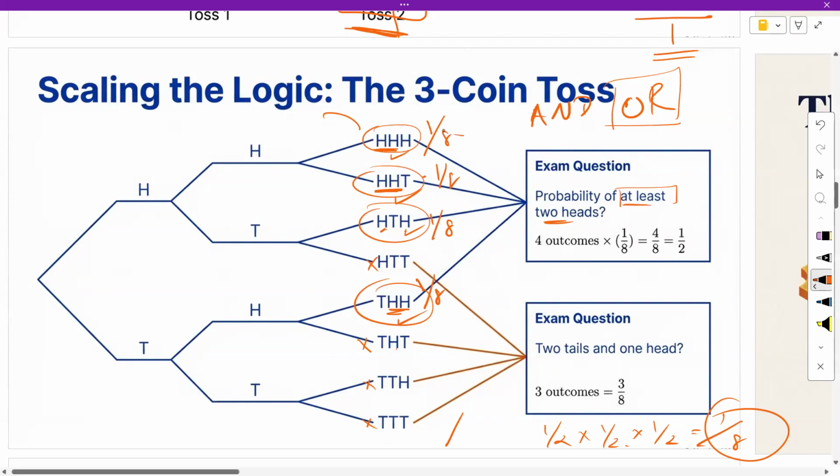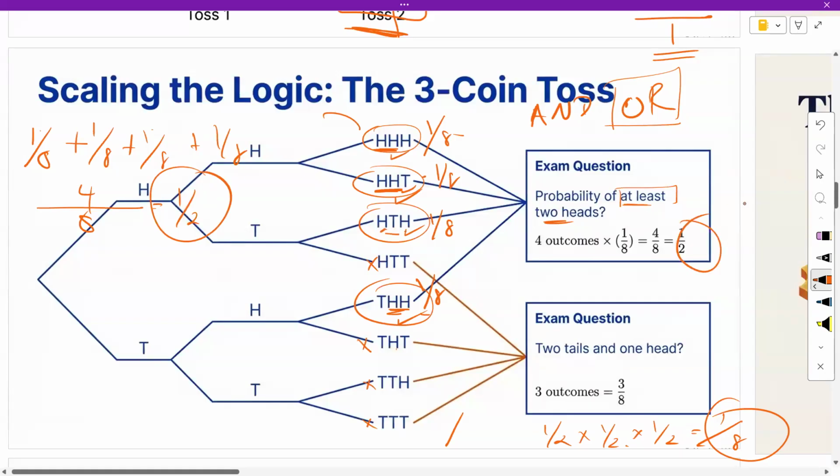So what's the probability of this? 1 over 8. We win. Here also we win, plus 1 over 8. Here also we win, plus 1 over 8. And here also we win, 1 over 8. So all denominators are the same: 8. 1, 2, 3, 4 over 8, then 1 over 2. So the winning chance is 1 over 2.